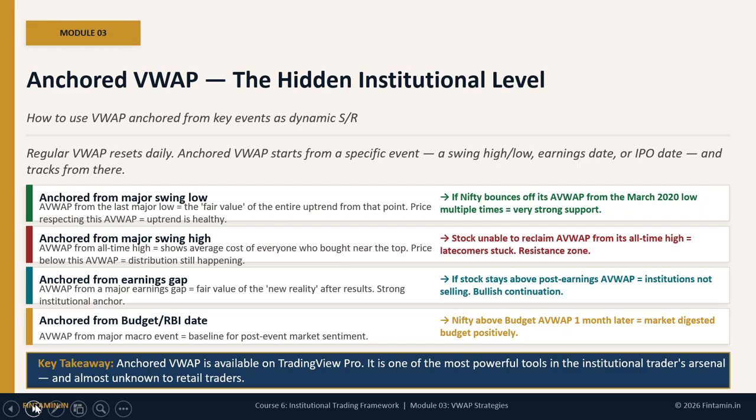If Nifty has been in an uptrend from the March low and keeps respecting the AVWAP from that low, the trend is healthy. When price first returns to this AVWAP after a prolonged rally, institutional buyers who missed the initial move will often step in here. Anchor from a major earnings gap.